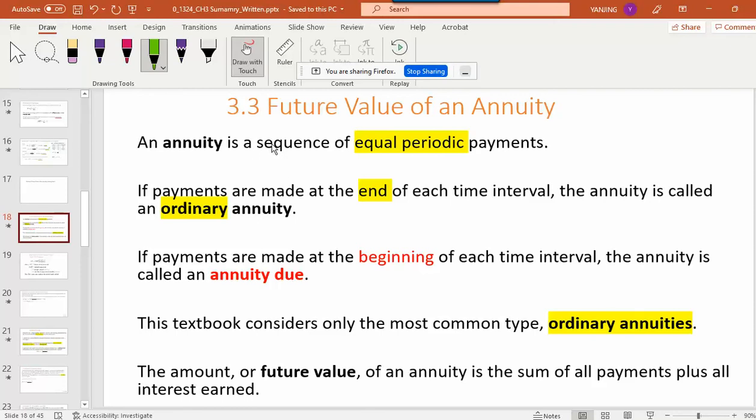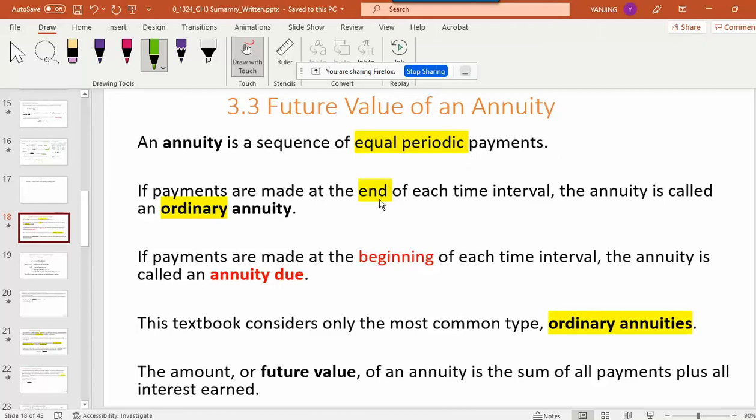An annuity is actually a sequence of equal periodical payments. So for example, if you want to save for your college expense or for your retirement, when you first start working, like at age 15 or 16, you can save $50 a month. When you save $50 a month for a few years, actually you are doing an annuity, all right? Because it's a sequence of equal payments per month.